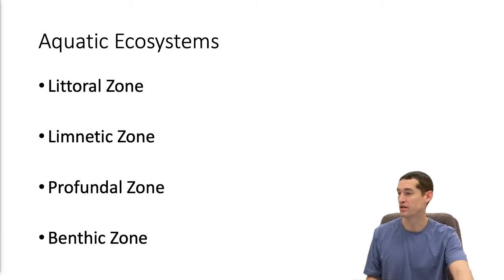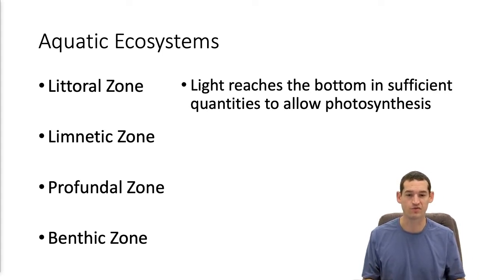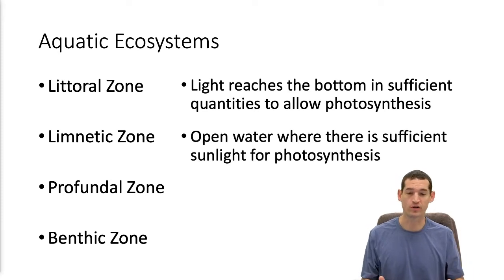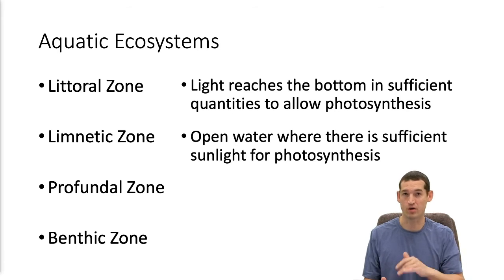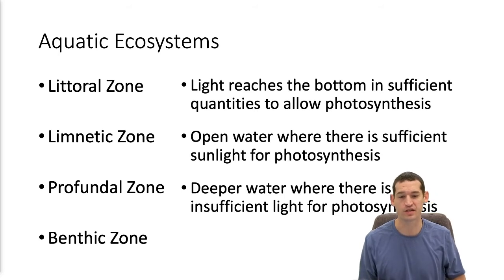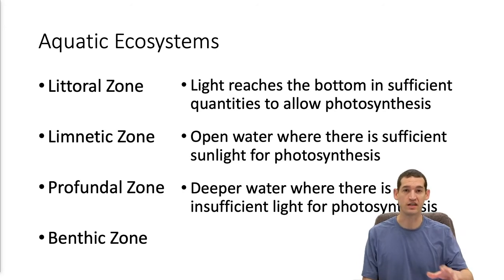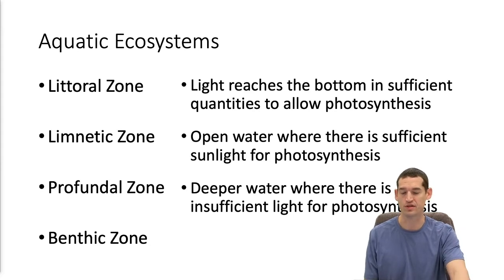So first, the littoral zone is the area of the lake where light reaches the bottom of the lake in sufficient quantities to allow for photosynthesis to occur. The limnetic zone is the open water where there is sufficient sunlight for photosynthesis. But you'll notice here it's open water. This is where light is present, but it's not reaching the bottom of the lake. The profundal zone is the deeper water where there's insufficient light for photosynthesis. So we've gone so deep now that it's too dark. There isn't enough light for plants to grow, or even things like algae to undergo photosynthesis.